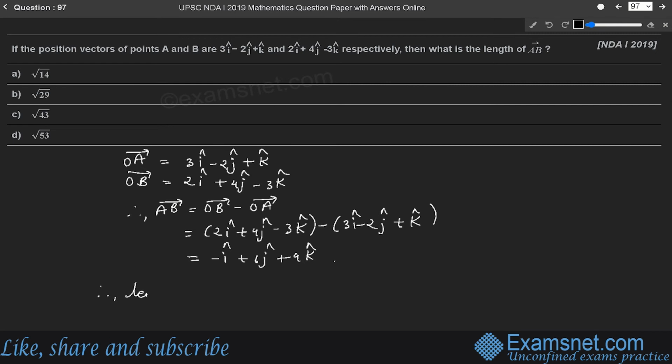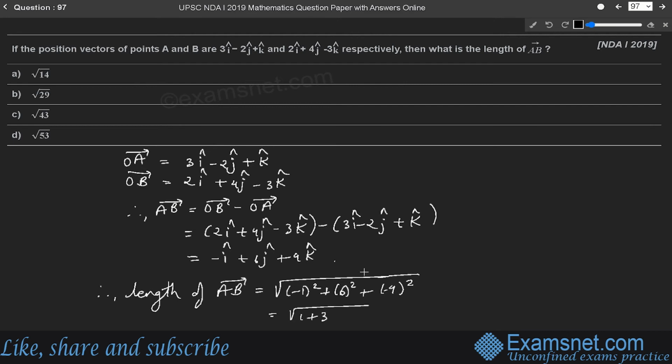Therefore length of AB vector will be equal to under root of (minus 1) square plus 6 square plus (minus 4) square, which is equal to 1 plus 36 plus 16, which will be equal to under root of 53. So this is the correct answer. Therefore, the correct option for this question is option number D. See, this type of questions are very simple and questions related to this always come in exam. So you must know the basic formulas for the vectors.